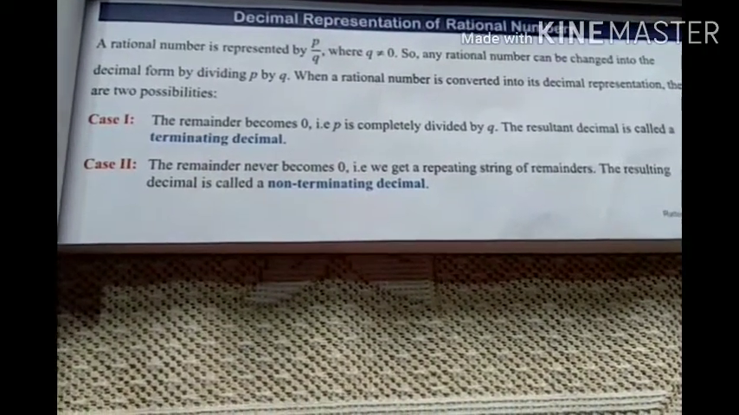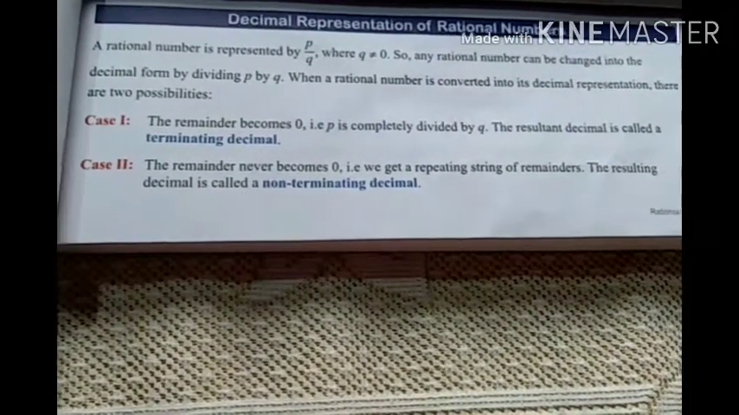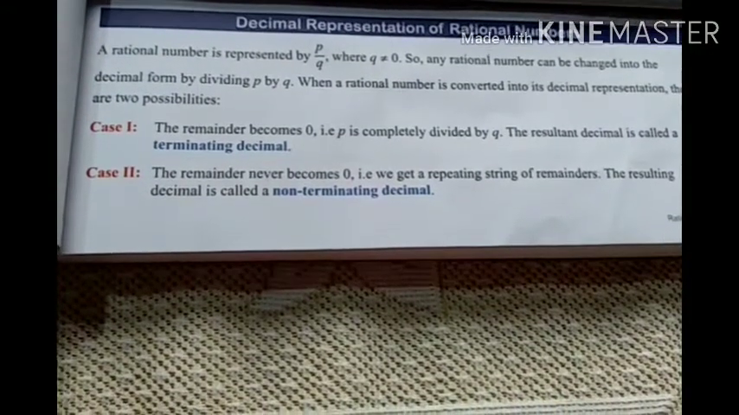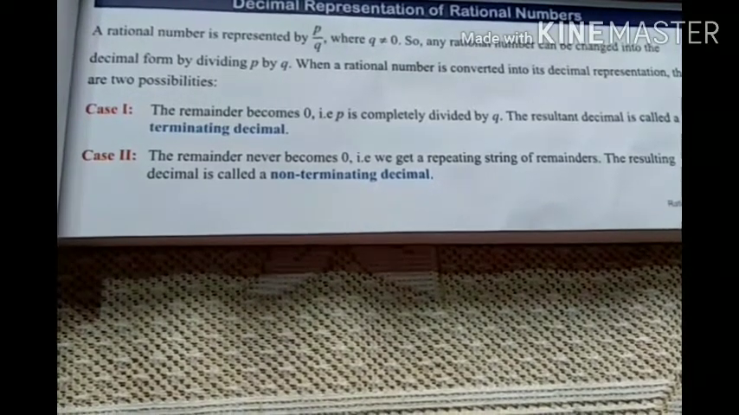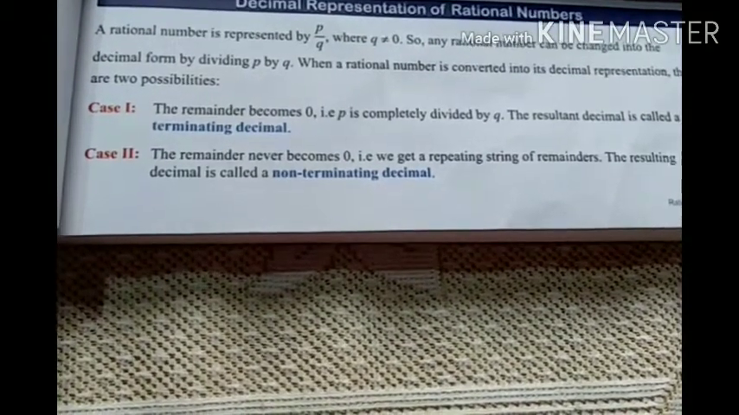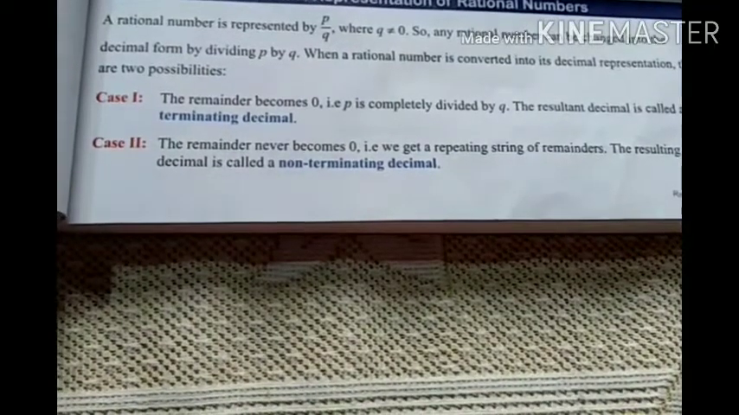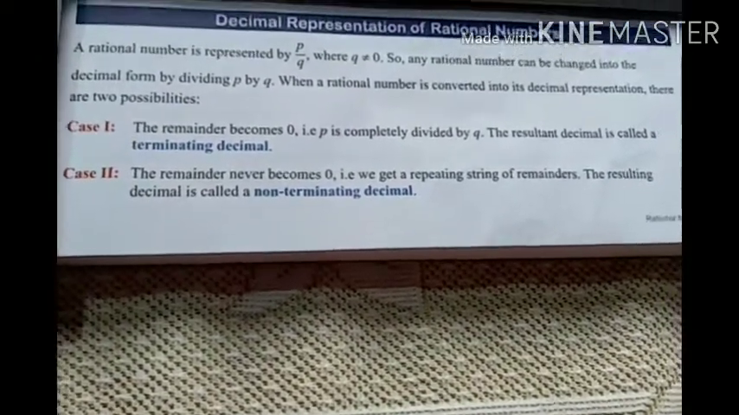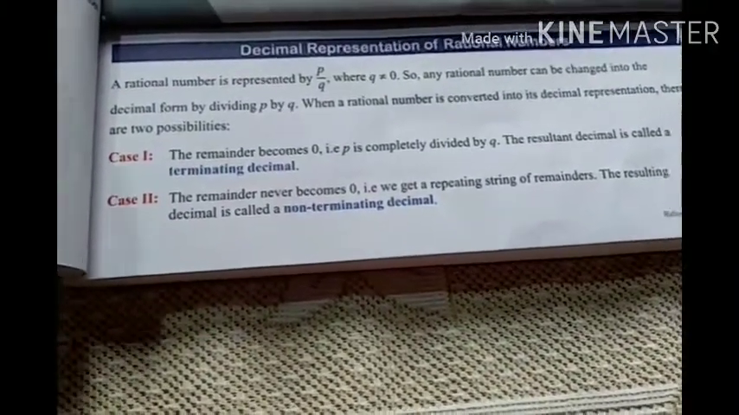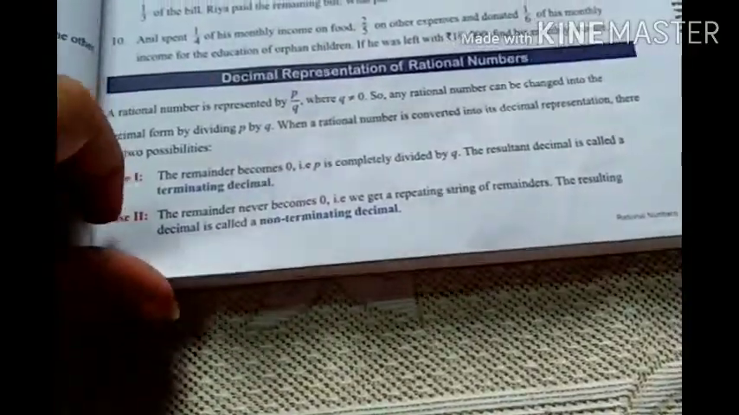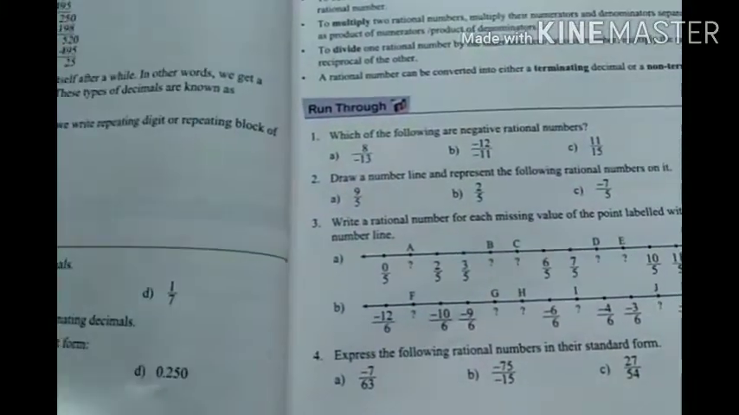Then comes case 2, the remainder never becomes 0. That is, we get a repeating string of remainders. We don't get remainder as 0. The resulting decimal is called a non-terminating decimal, the quotient which we get. Let's take examples here for terminating decimals.